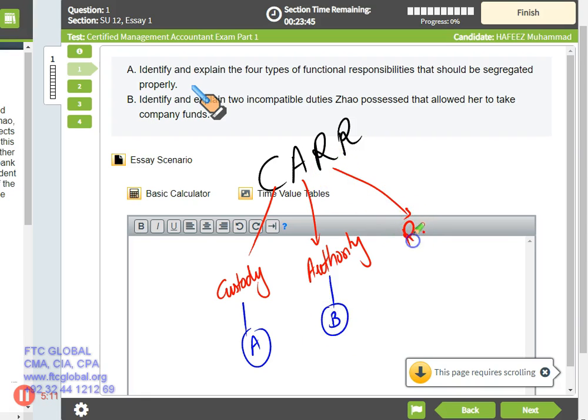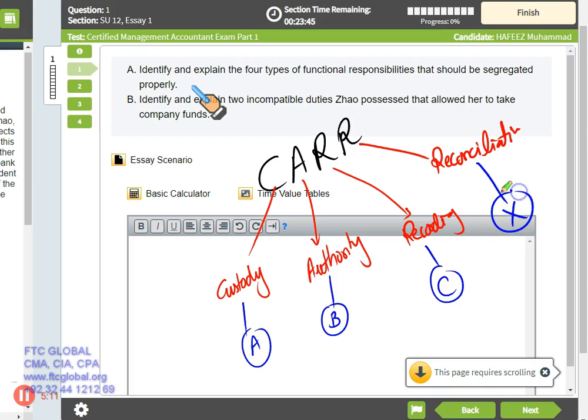Record keeping of that asset must be with someone C. And finally, the most crucial one, reconciliation of the recorded asset with the physical asset. This reconciliation must be done by someone else. The last part, reconciliation, should be done by someone totally unrelated to ABC. It should be someone X, for example.